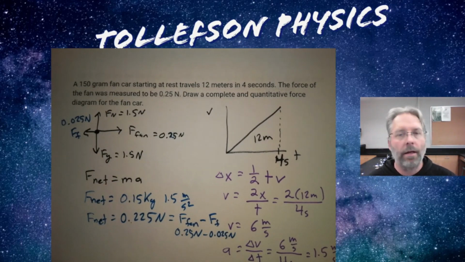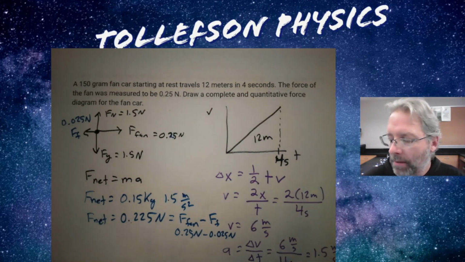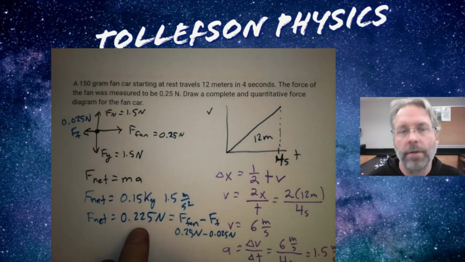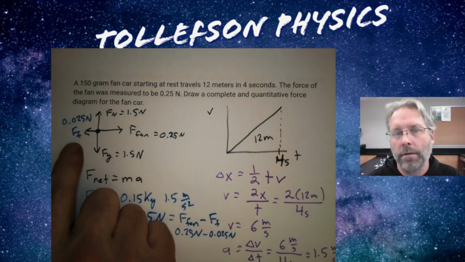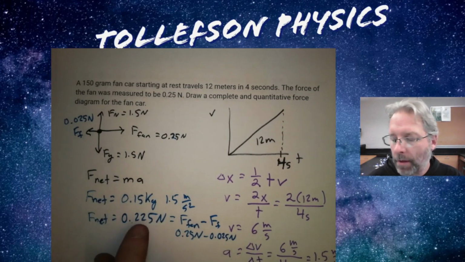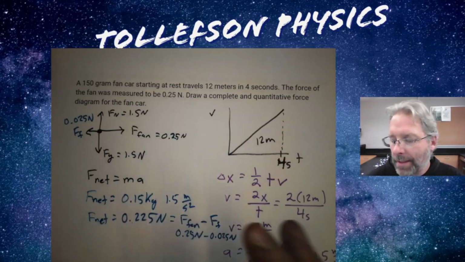So the data that we collected says this car took 4 seconds to travel 12 meters, and we're assuming a constant acceleration. Based upon that, the net force is 0.225 newtons. But that number reflects this minus this. And so that's why we don't see that number, 0.225 newtons, on the force diagram. We see it in the math.